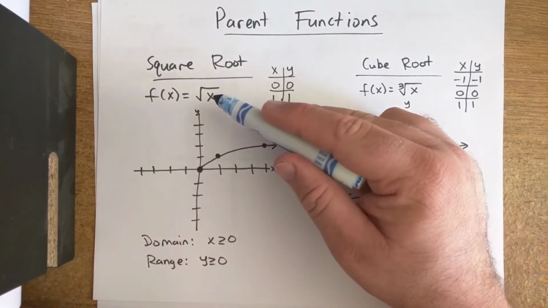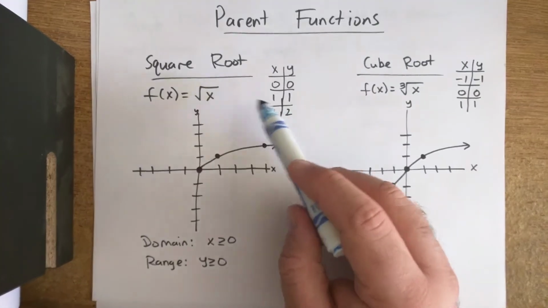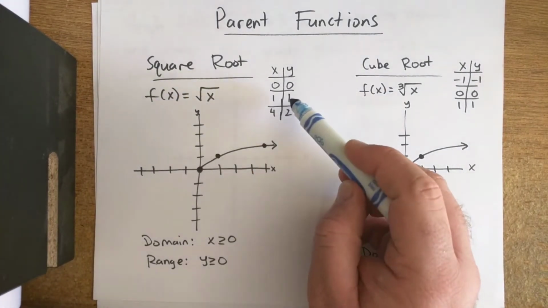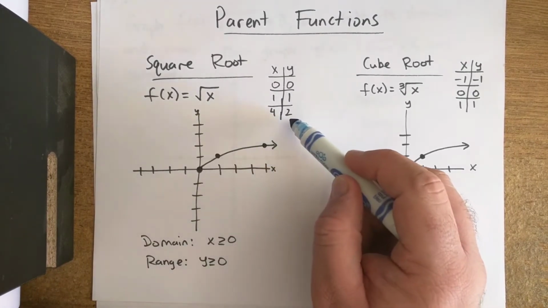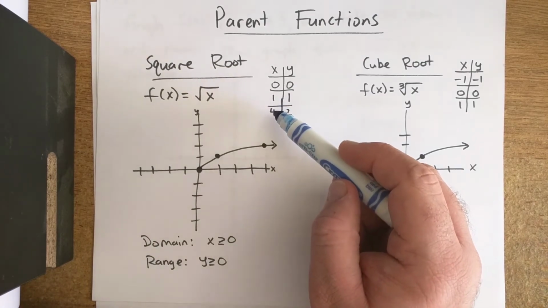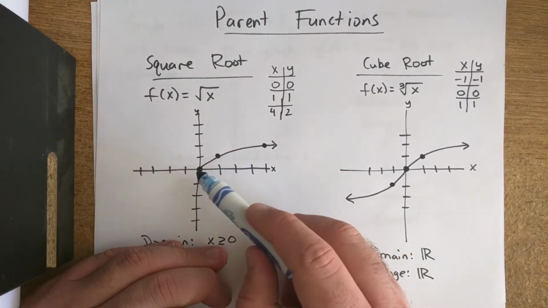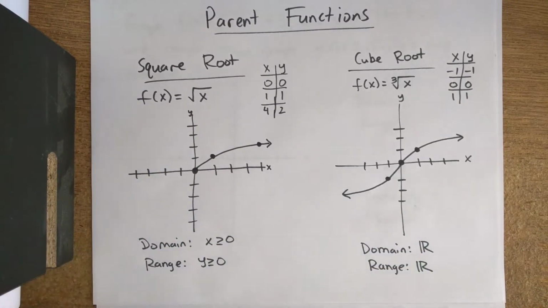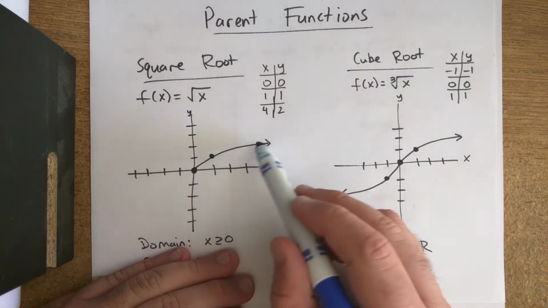So my input is 0. If I plug 0 in, my output is also 0. If my input is 1, the square root of 1 is 1. If my input is 4, the square root of 4 is 2. So I picked numbers that will plug in nicely into the square root function. Then I graphed these points. And so the graph of any square root function takes on this shape right here.